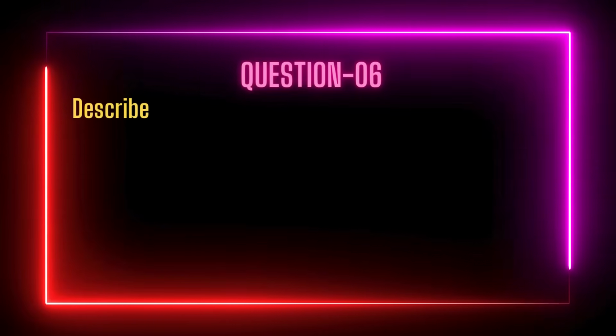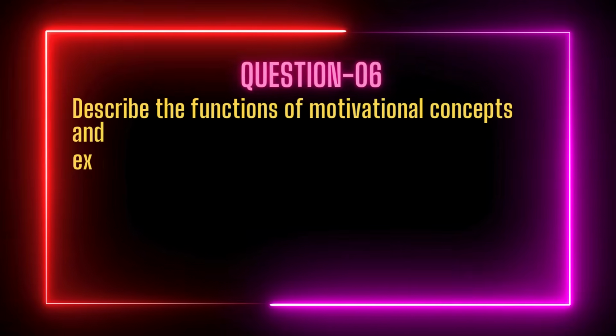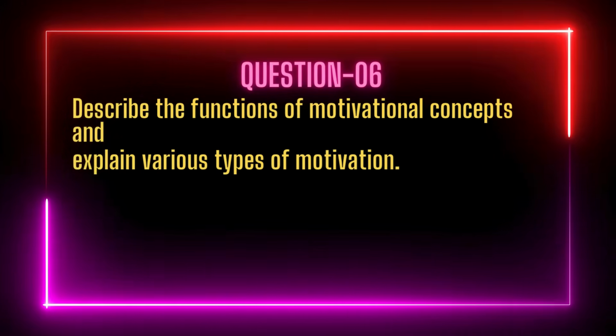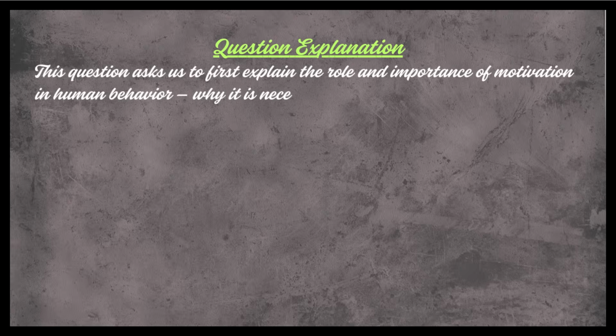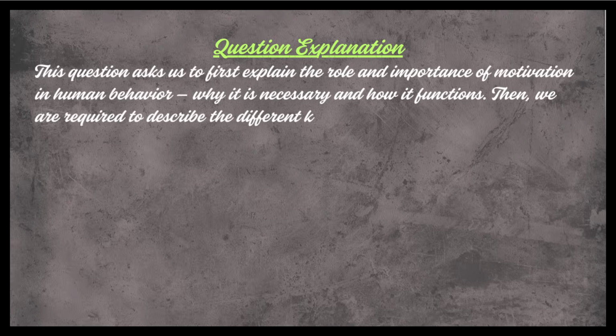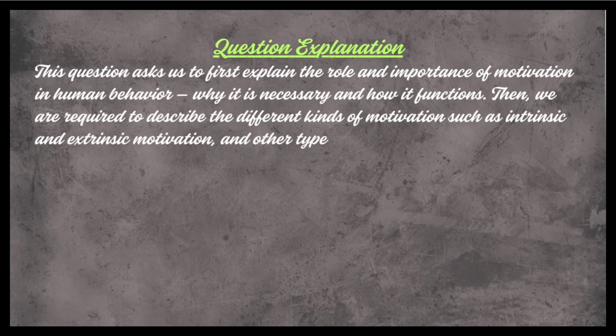Question 6. Describe the functions of motivational concepts and explain various types of motivation. Question explanation. This question asks us to first explain the role and importance of motivation in human behavior, why it is necessary and how it functions. Then, we are required to describe the different kinds of motivation such as intrinsic and extrinsic motivation, and other types if relevant. Both parts must be clearly addressed.